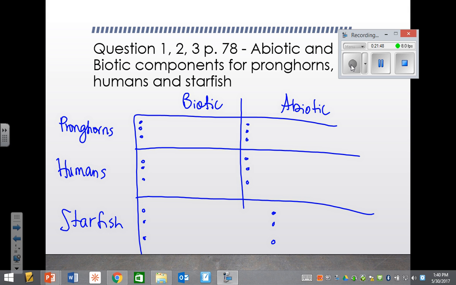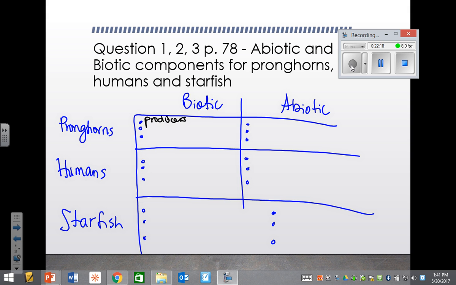All right, so we'll start at the top with the pronghorns, and I'd like to hear some examples of biotic factors that would be part of a pronghorn's ecosystem. Yes, producers. So we could talk about what kind of producers there are, how many producers there are. So whether or not producers are present and available would affect the pronghorn's survival.